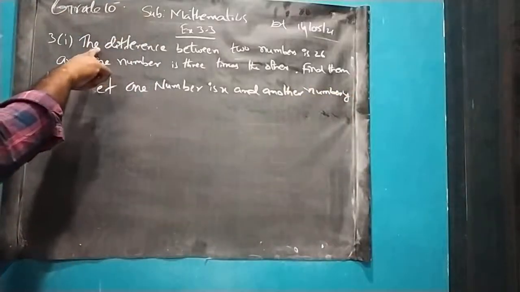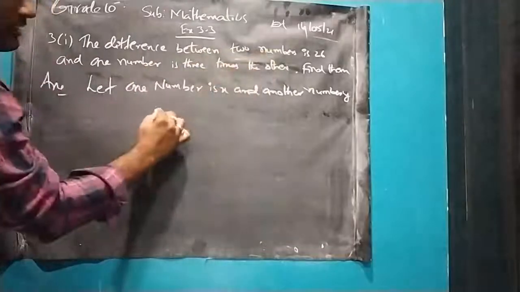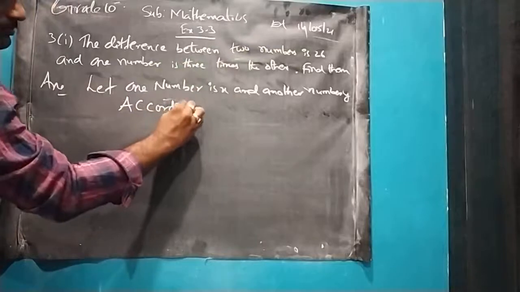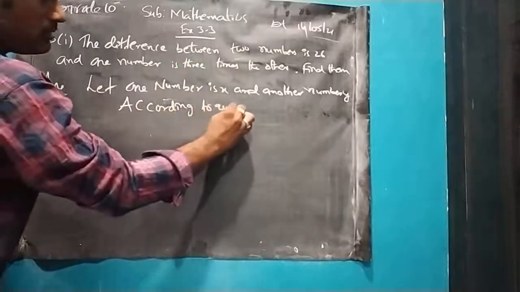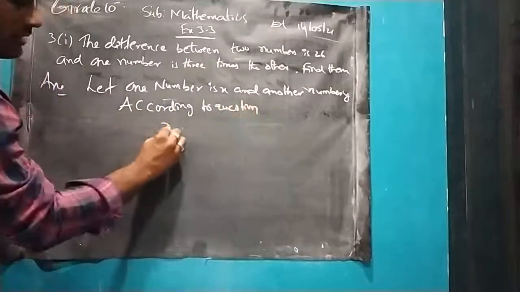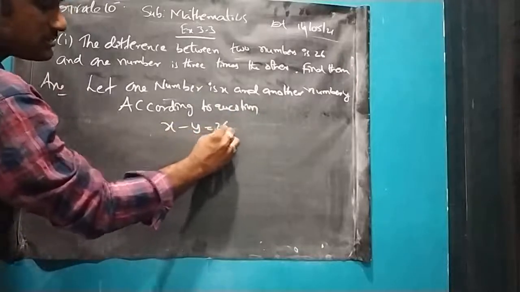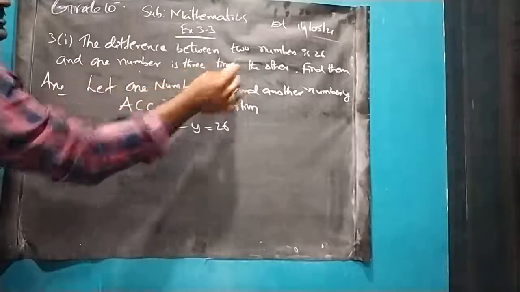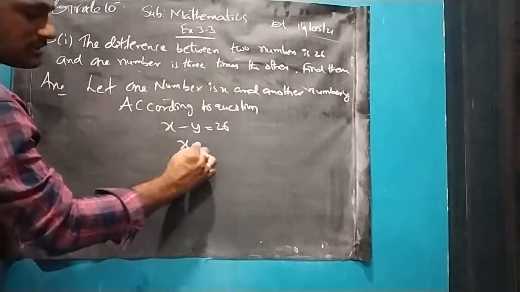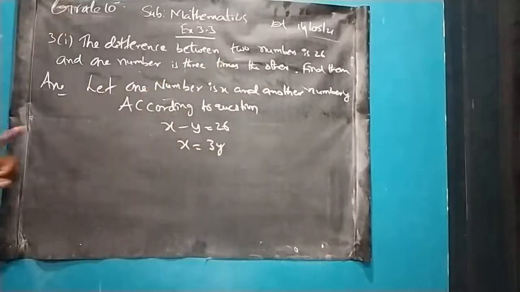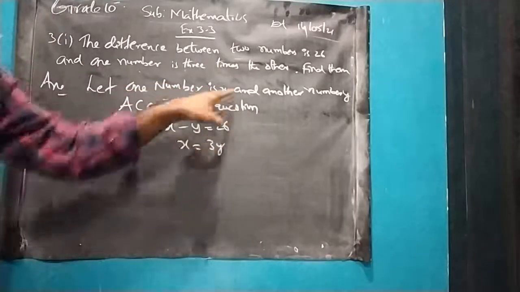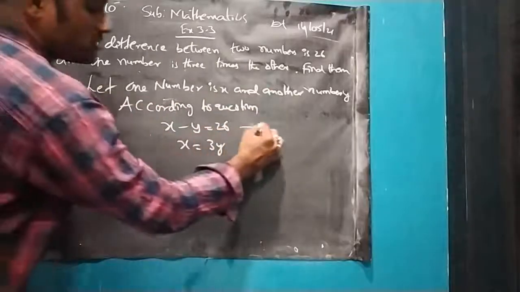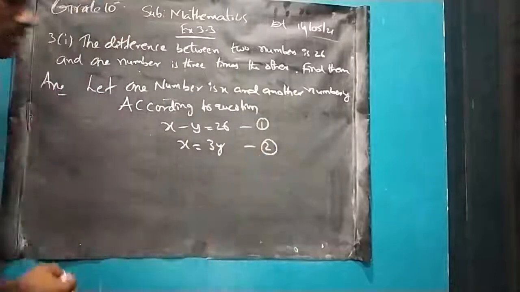According to the first sentence, the difference between the two numbers, difference means minus. So according to the question, x minus y is 26. Next, second equation, one number is 3 times the other, means x is equal to 3y. If I assume the first number is 3 times the other, x is equal to 3y. We can write y is equal to 3x also, no issues about that. So this is the first equation and this is the second equation.